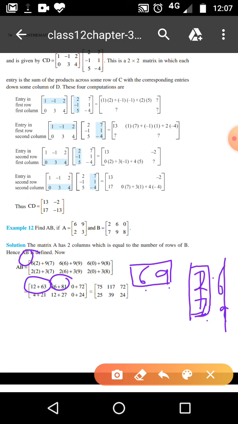Now again I replace this by 0 comma 8. So here 0, here 8. So this is 6 0s are 0, 9 8s are 72. See, so these are the first row. Similarly, you can take the second row, 2 3, and then again repeat 2 7, then 6 9, then 0 8. So 2 2s are 4, 3 7s are 21. See here, so these are the multiplication. Similarly, you can multiply each and every matrix whatever is given.